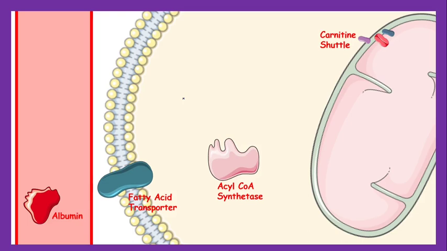So let's get going. Fatty acids are transported in the blood bound to a protein known as albumin. When they reach the target tissue, these fatty acids get detached from albumin and through a specific transporter known as fatty acid transporter, they enter the cytoplasm of the target tissue, which in most situations is a myocyte, for example. Now, in the cytoplasm of the target tissue, the fatty acid undergoes activation.